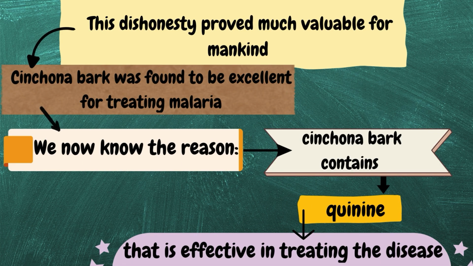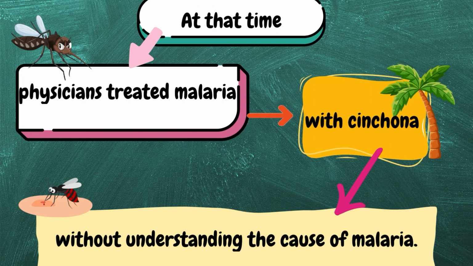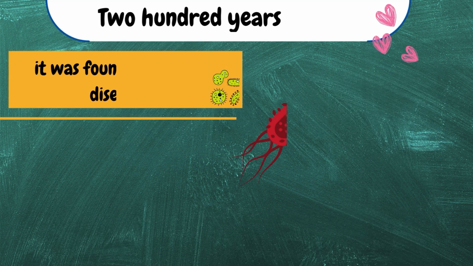This dishonesty proved very valuable for mankind. Cinchona bark was found to be excellent for treating malaria. So here's the question: why is cinchona bark effective against malaria? The reason is that cinchona bark contains quinine, which is effective in treating the disease. At that time, physicians treated malaria with cinchona without understanding the cause of malaria.